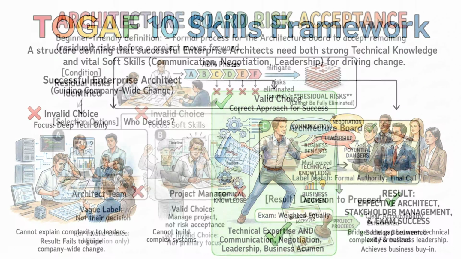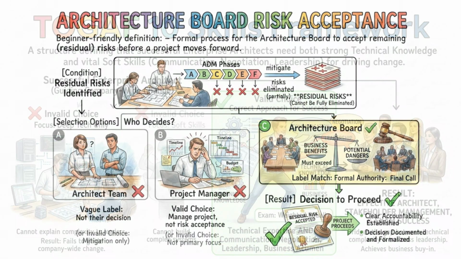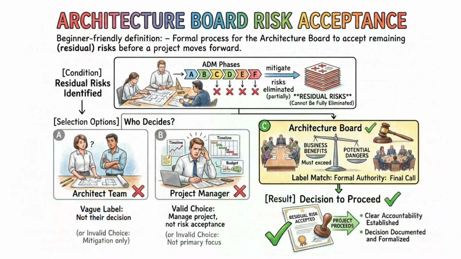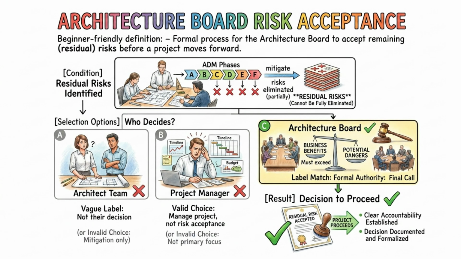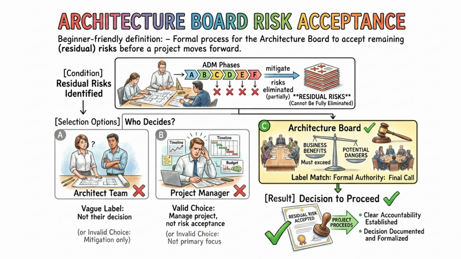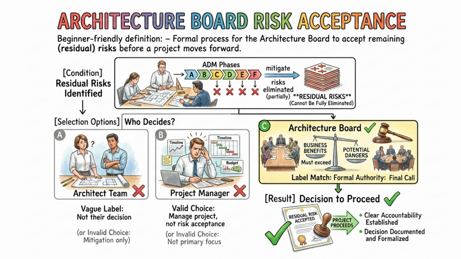Governance also plays a critical role in architecture risk management, particularly when dealing with residual risks that cannot be fully eliminated. While architects identify and mitigate risks during the ADM phases, the architecture board is responsible for formally accepting any remaining residual risks before a project proceeds. The board must look at the business benefits of a project and decide if those benefits outweigh the potential dangers of the residual risk. Exam scenarios frequently place you in situations where the board must make the final call on risk acceptance.